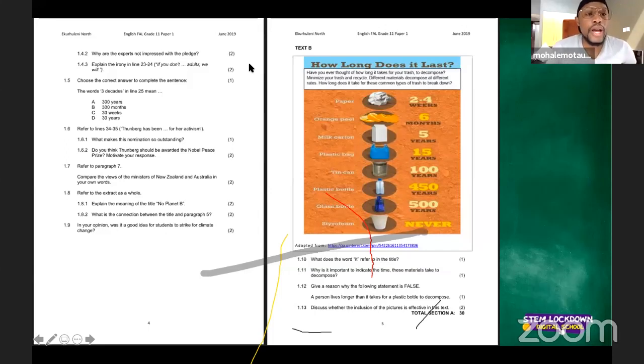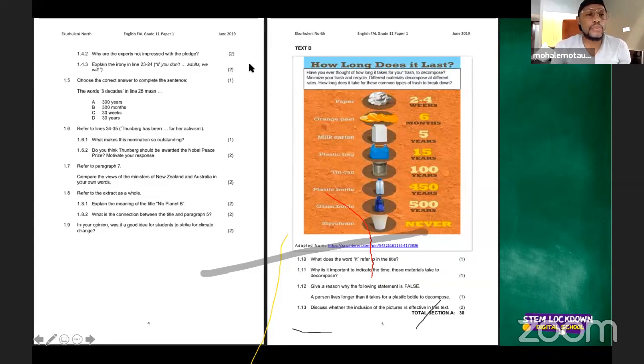Cool. Then we are on question 1.5. It says, choose the correct answer to complete the sentence. The words 3 decades in line 25 mean. Now we know that a decade is 10 years. So if they're saying 3 decades, we simply say 10 years times 3, which is 30 years. So the correct answer would be D for 1.5.